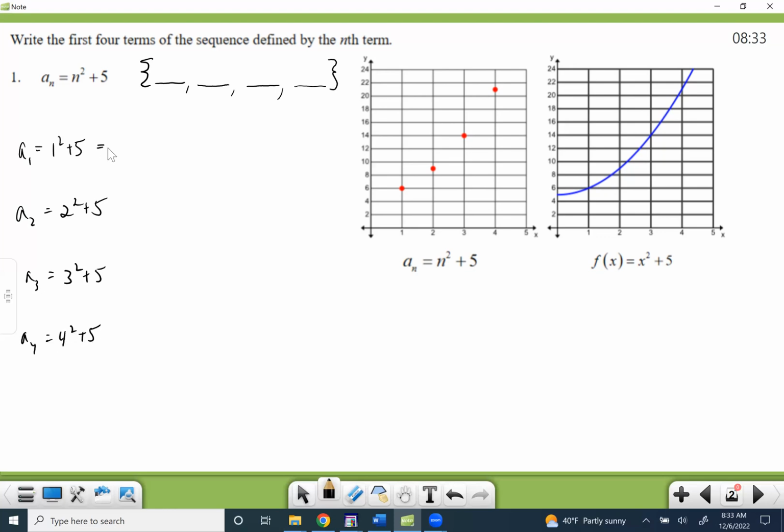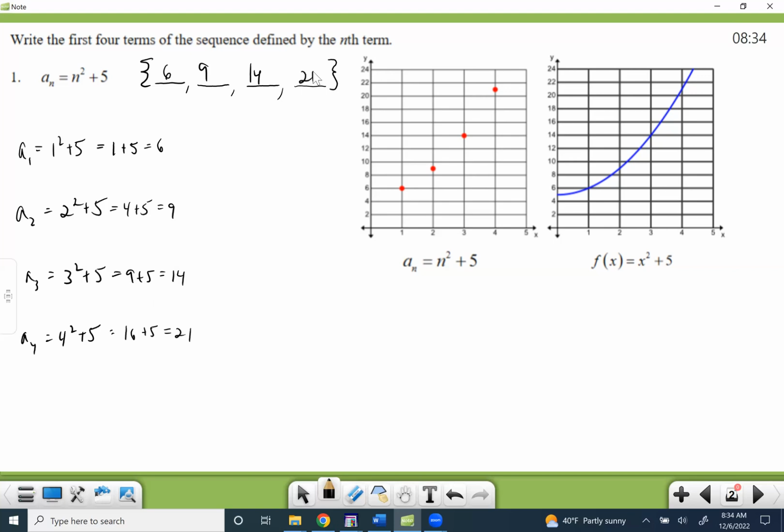Okay, so this will get us 1 plus 5. So that's going to get us 6. So that's our first term. 2 squared is 4. 4 plus 5 is 9. That's our second term. 3 squared is 9. 9 plus 5 is 14. And 4 squared is 16. 16 plus 5 is 21.